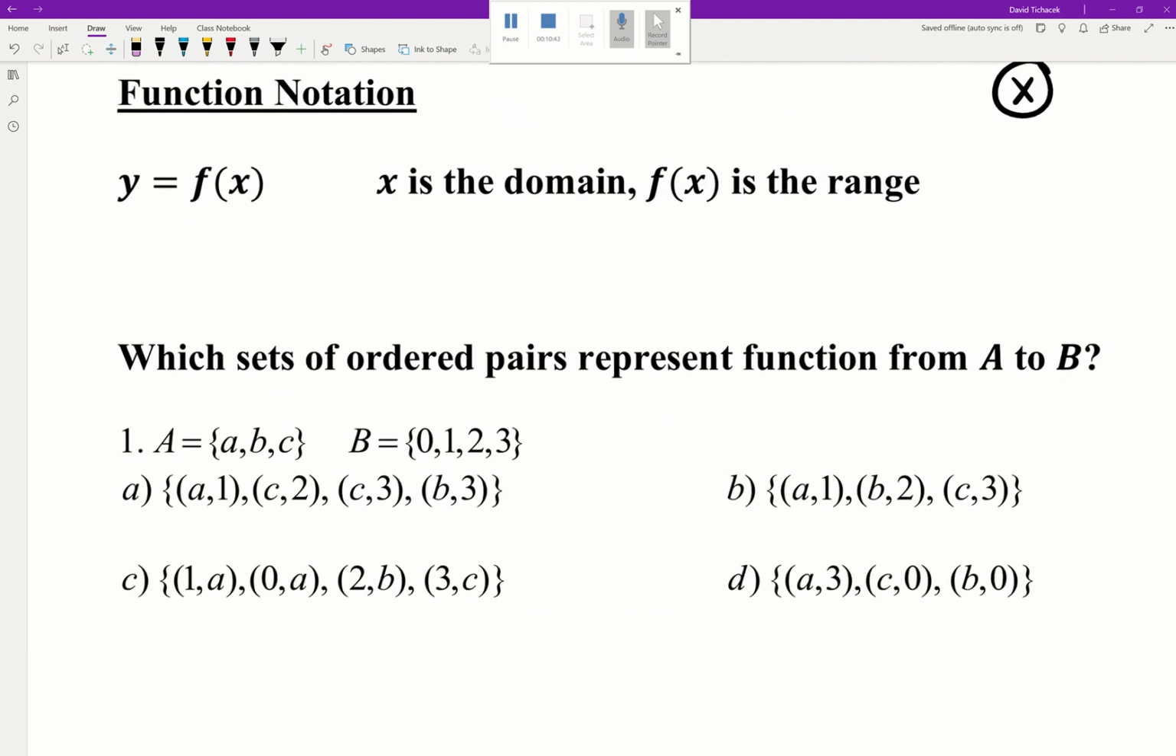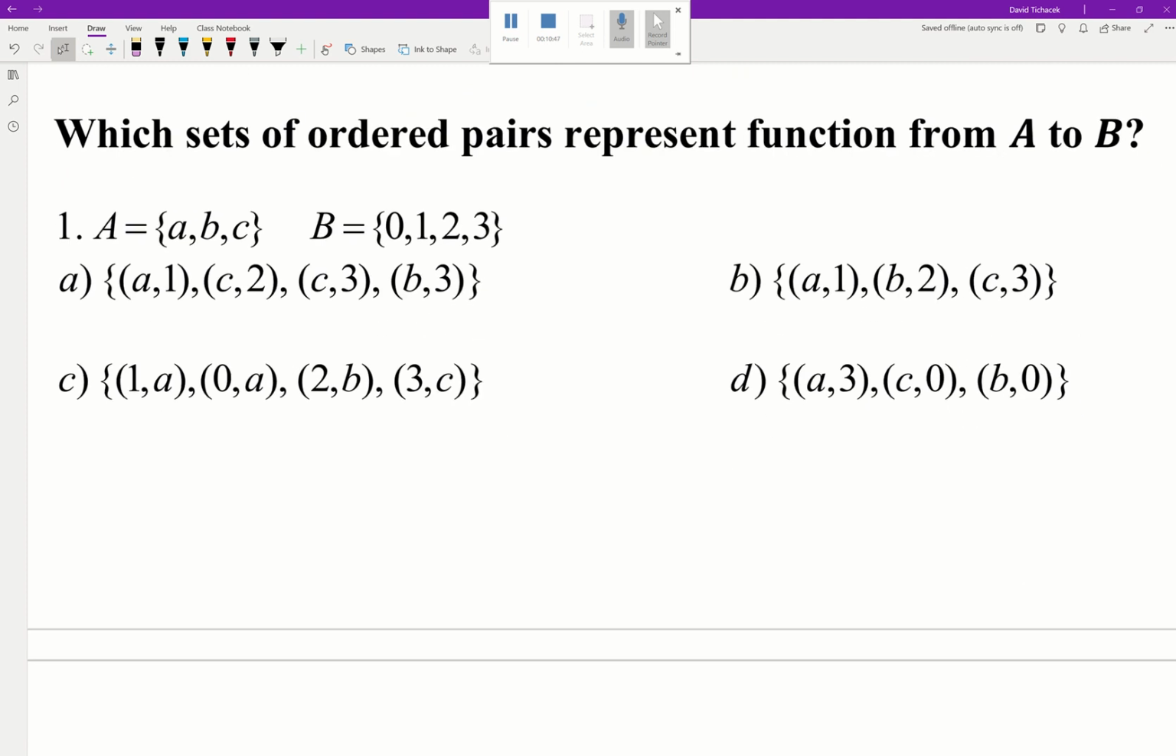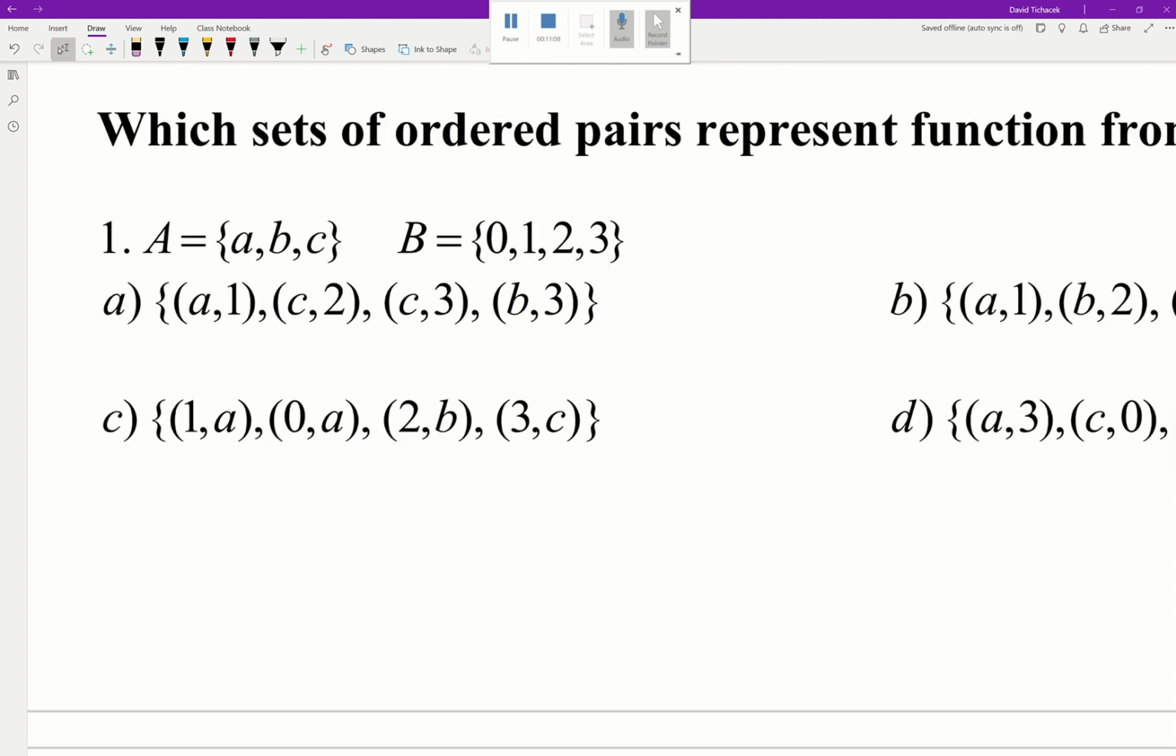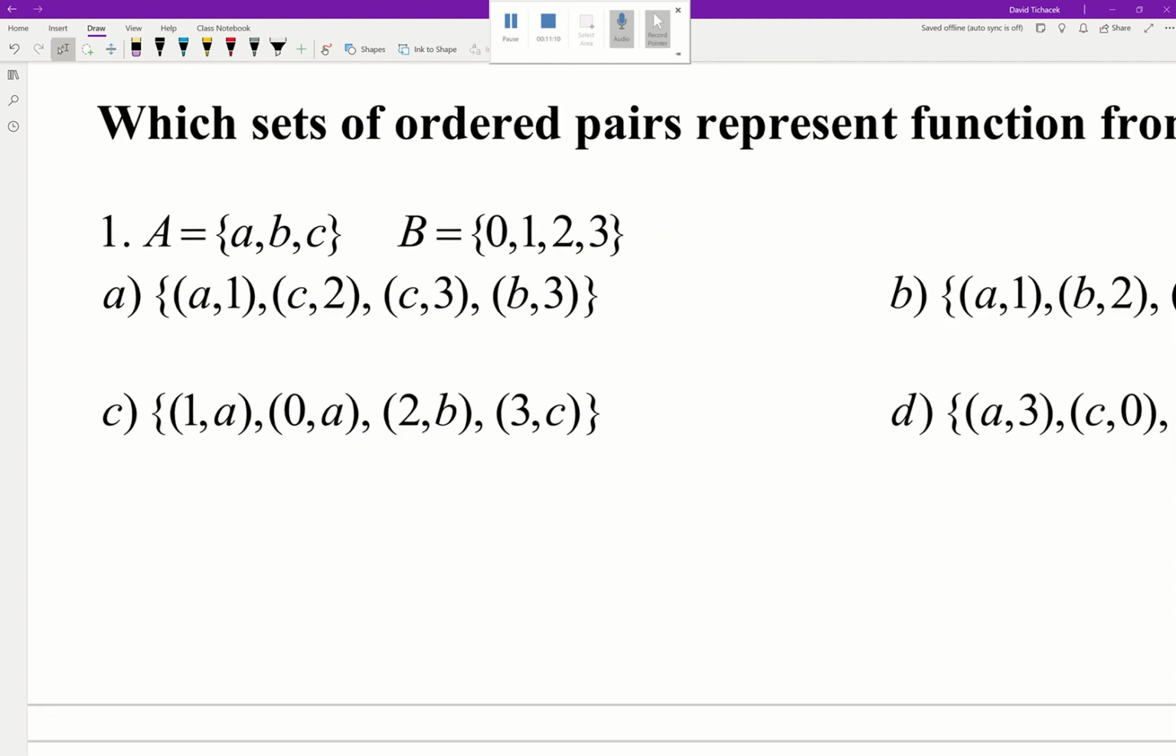We've already talked a little bit about function notation, about this vocabulary right here, so I just want to take a look at a couple of examples where we're looking at all the different representations, okay? So here in number 1, it says which sets of ordered pairs represent a function from A to B. Capital A represents the set of the alphabet letters A, B, and C. B represents the set of natural or whole numbers from 0 to 3. We just have to take a look at each one of these situations and circle the ones that represent functions. Remember what we're looking out for: a single input that goes to more than one output.